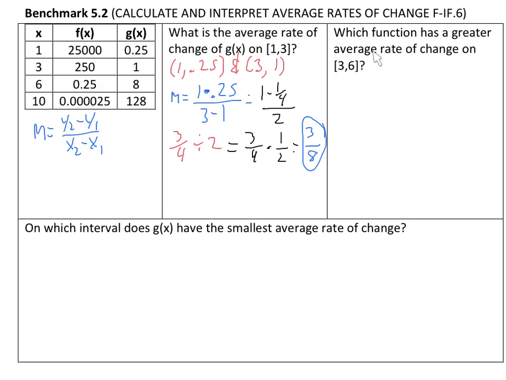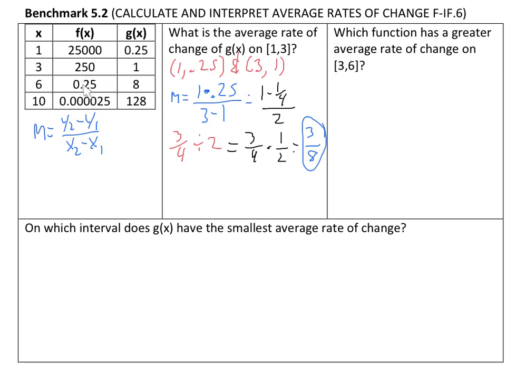Which function has a greater average rate of change from 3 to 6? Now, could I find the slopes of both of them, from 3 to 6? Can I find the slopes of these two? Yeah. Could you also graph it and see which one's steepest? Yeah. But could you just look at the values? Look at the equations. From 3 to 6, isn't it from here to here? Which one changes the most?